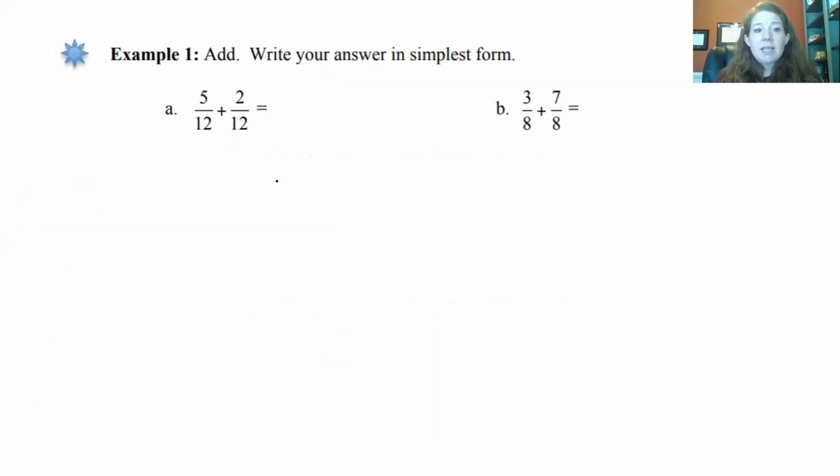All right. So all proper fractions can be found on a number line between 0 and 1. 5/12 is a little less than 1/2, so that's between 0 and 1. 2/12 is closer to 0, but it's still a positive number between 0 and 1.